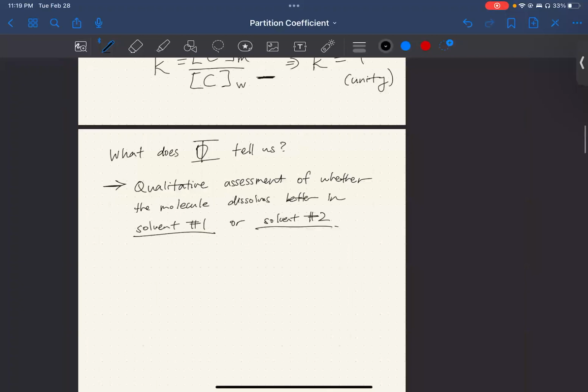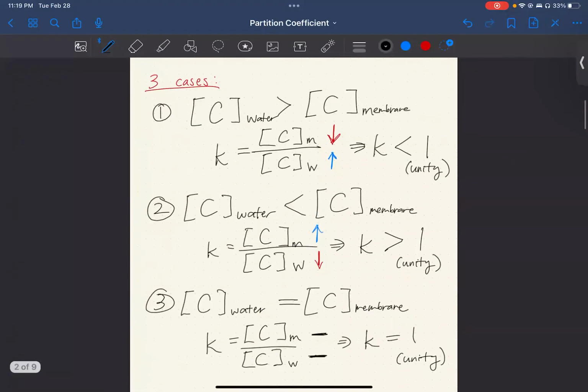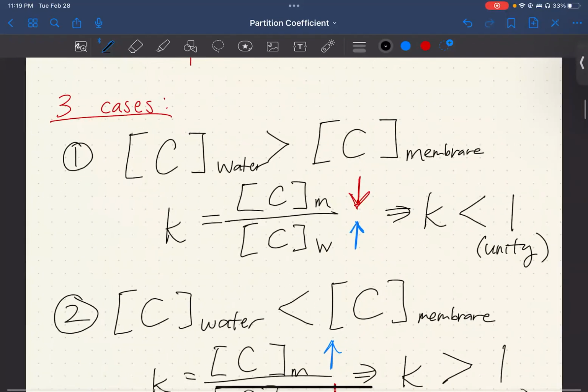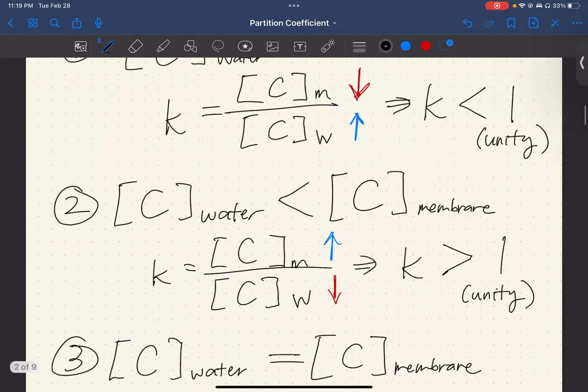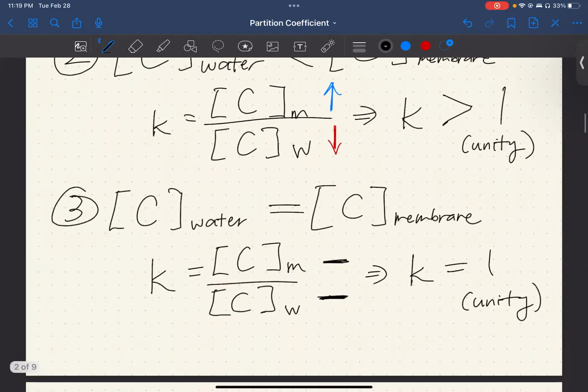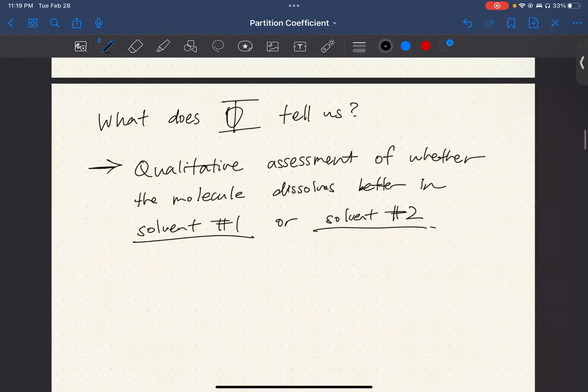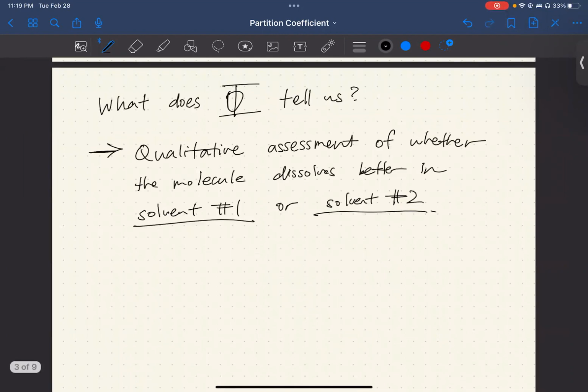Right, let's scroll up just a little bit. So if we know that it dissolves better in the water than the membrane, we expect the partition coefficient to be less than 1. And if we know that the molecule dissolves better in the membrane than the water, we expect K to be greater than 1. And if the solubility is equal, then we expect it to be at unity, okay? So that's the main idea of the partition coefficient. It compares the solubilities of the actual molecule in different solvents, okay?